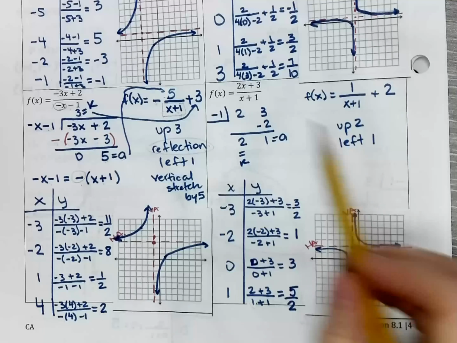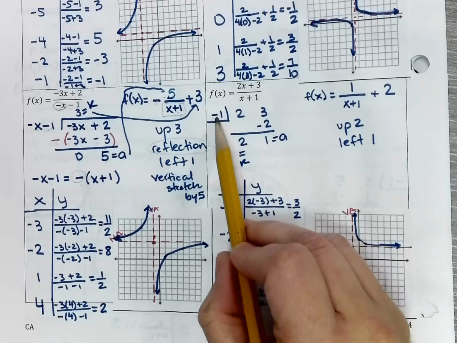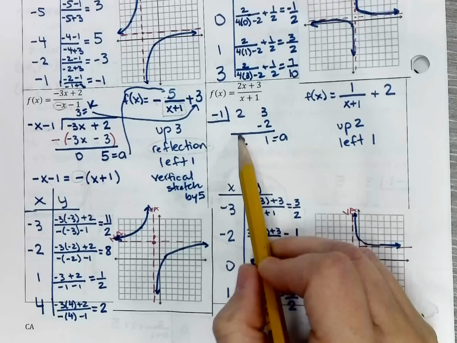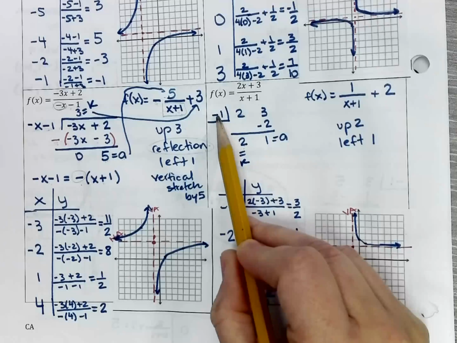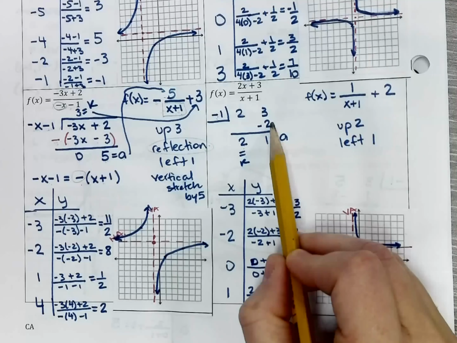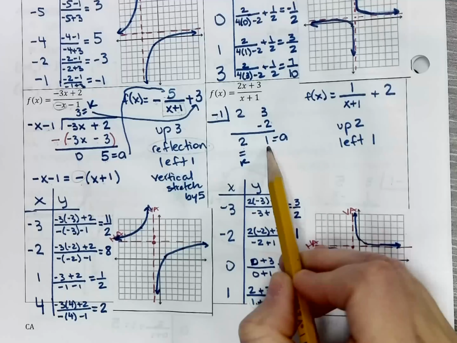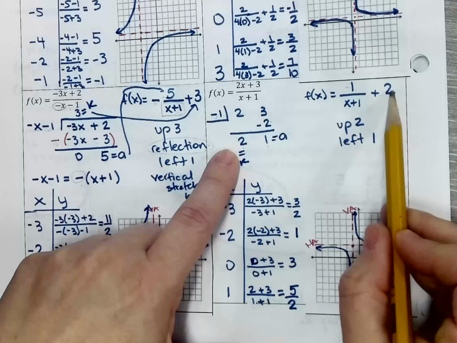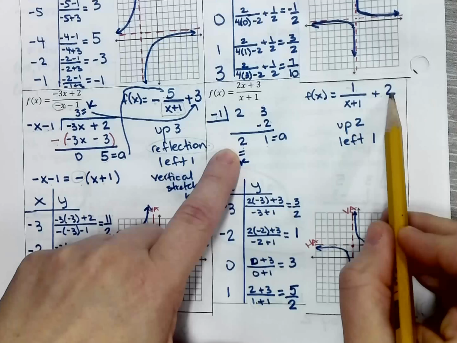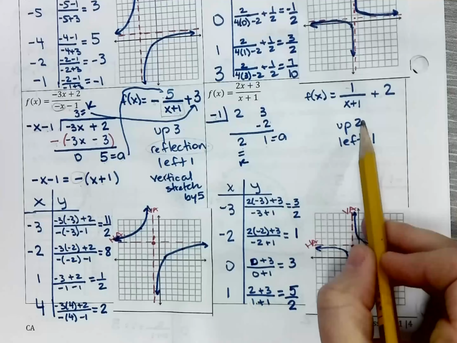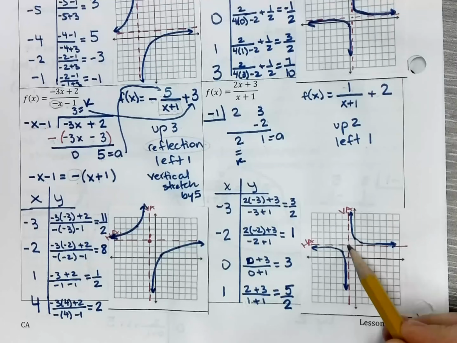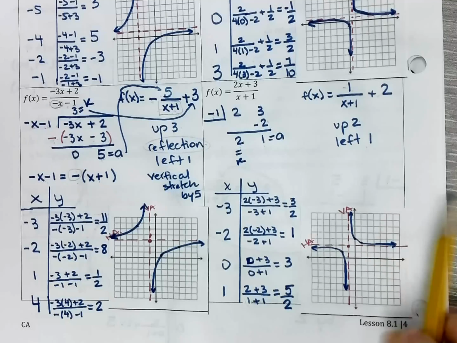And the last one here, nice and easy synthetic division. So negative 1 goes there. Here you have your coefficients. Bring that down. Multiply goes there. Add. Your remainder is a, and here is k. So easy, up 2 and left 1. That's your h and k. H is negative 1, k is 2.